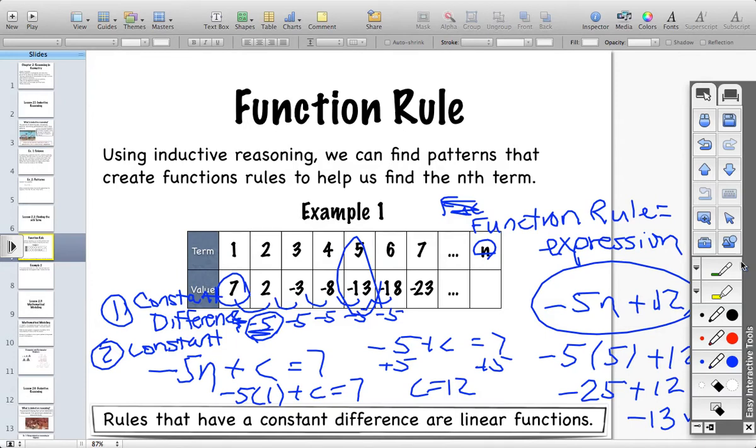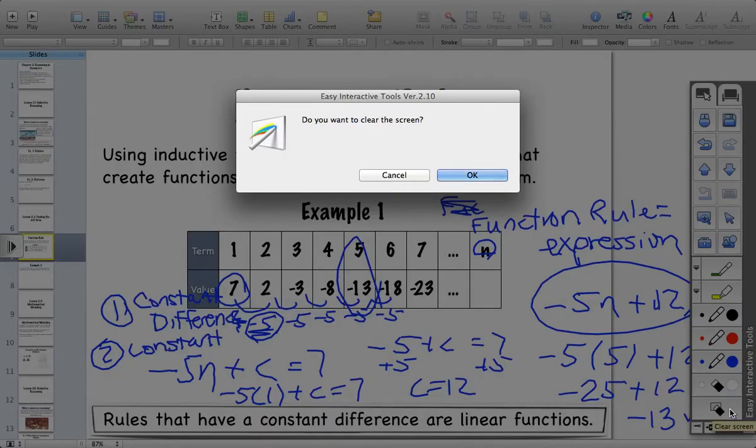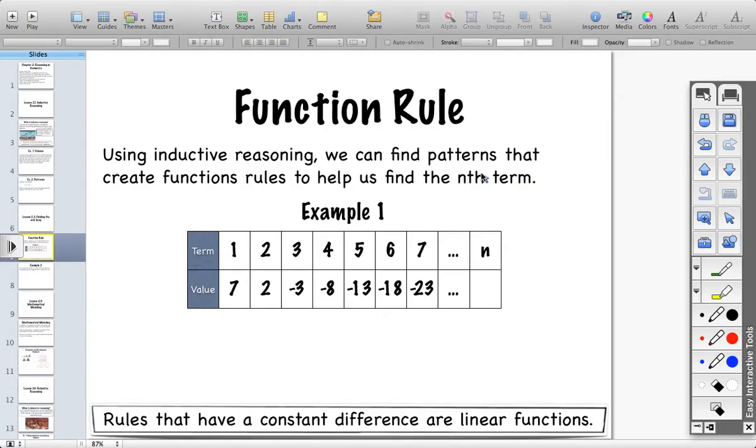Notice here at the bottom it says rules that have a constant difference are linear functions. So if the difference is not constant, meaning -5, -5, -5, if it changed, kind of like the previous lesson's example, then those are a different pattern. And so we will talk more about those later as they come up. Right now, the rules we're dealing with are linear functions. So if you were to graph this, it would form a nice straight line. All right, let's look at the next slide.